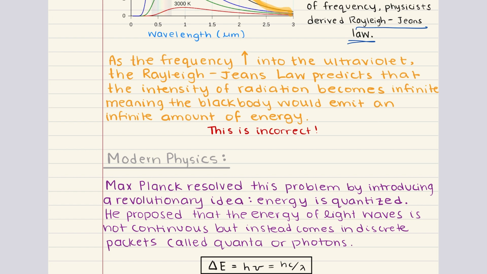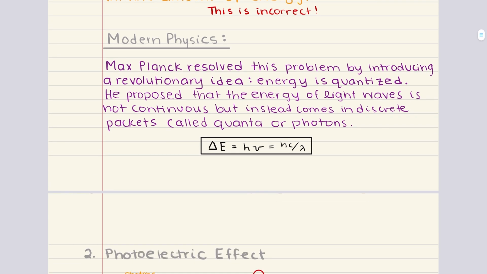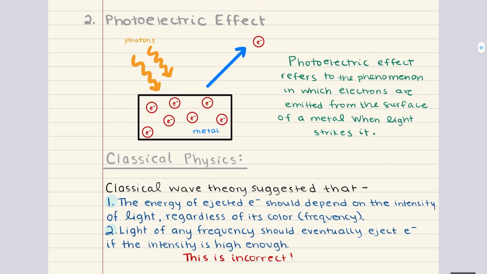The energy of each packet is going to be proportional to its frequency, and it can be calculated using this equation right here. Energy is equal to Planck's constant multiplied by frequency. This is also equal to Planck's constant multiplied by the speed of light divided by the wavelength. We saw this equation in our first special topics lecture. This experiment was super important because it solidified that energy is not continuous but quantized. Keep that in mind as we move into the second experiment, the photoelectric effect.